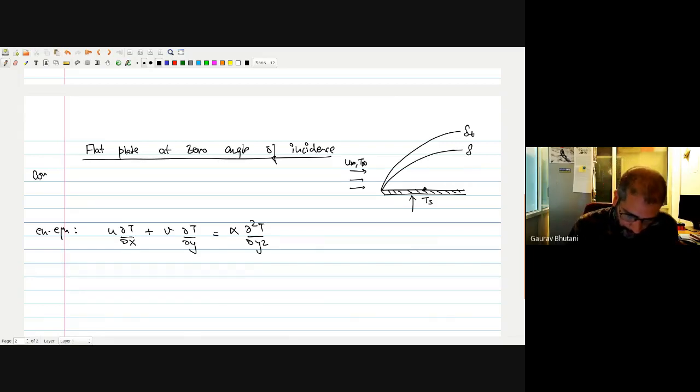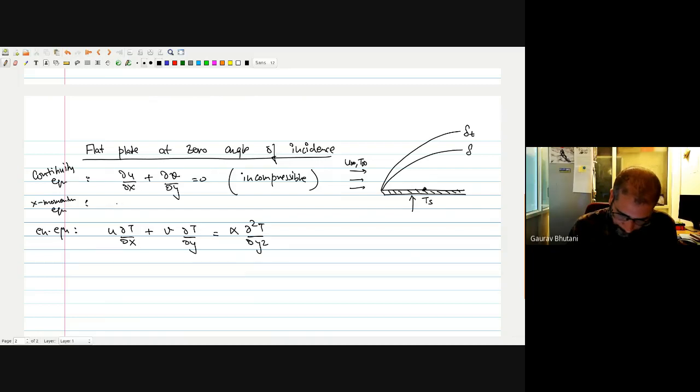So you have the mass conservation equation, or the continuity equation. Remember that we are assuming that the flow is incompressible. And then you have the x and y momentum equations. So I've written the x momentum equation.